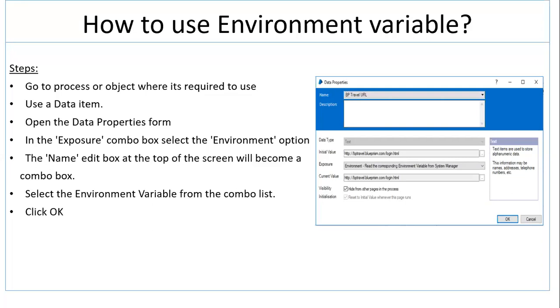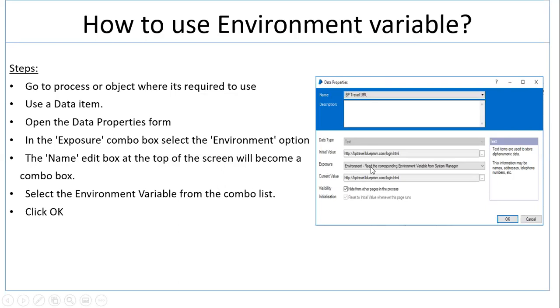First, go to the process or object where it is required to use. The next step is to use a data item. You can select the data item from the object or process toolbar. As soon as you select that, you have to open the data item properties, where you will be able to see exposure as a value. You will be able to see initial value and current value below. In between those, you will have an option called exposure. By default, it will be none.